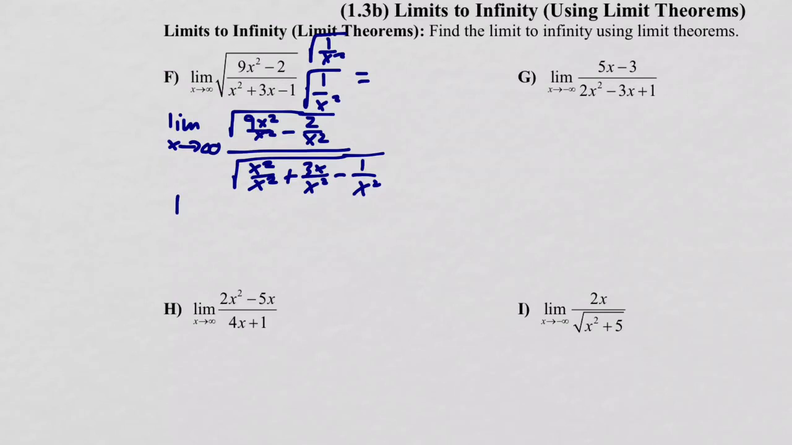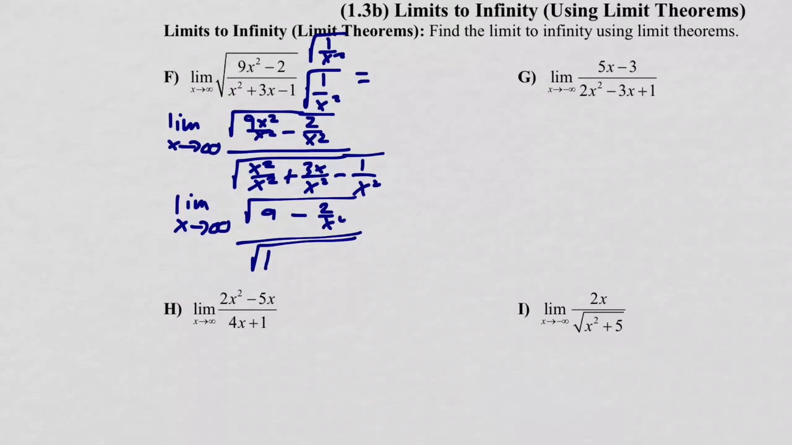If we simplify it, it's the limit as x approaches infinity of the square root of 9 minus 2 over x squared, divided by the square root of 1 plus 3 over x, subtract 1 over x squared. So the following calculations for our limit will be the limit as x approaches infinity of 9 is 9, then we take the square root and we get 3.